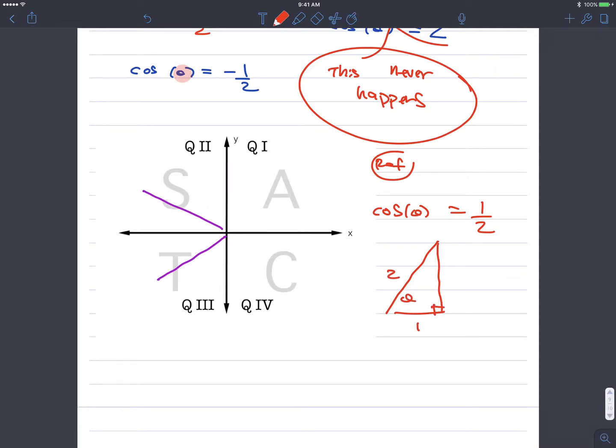Adjacent, hypotenuse. What's the opposite side? Square root of 3? Is that true? Is that cosine being 1/2? Okay, we need the reference angle. What does theta have to be then? Anybody recognize this triangle? Yeah, it's pi over what? 3. Again, you've seen this over and over again. My reference angle is pi over 3.